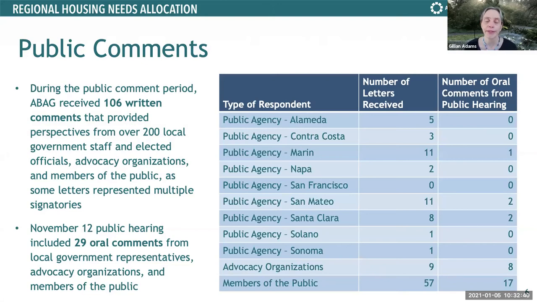During the public comment period, ABAG received 106 written comments that provided perspectives from over 200 local government staff and elected officials, advocacy organizations, and members of the public, as some letters were signed by multiple entities. There were also 29 oral comments at the public hearing held on November 12th. The table on this slide shows the number of comments received from public agencies in each county and from advocacy organizations and members of the public. In total, 42 of ABAG's 109 jurisdictions provided comments on the methodology.